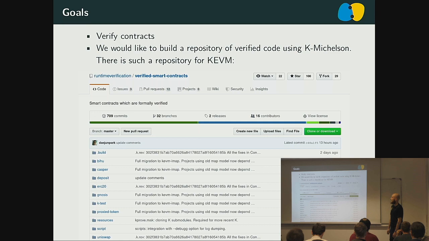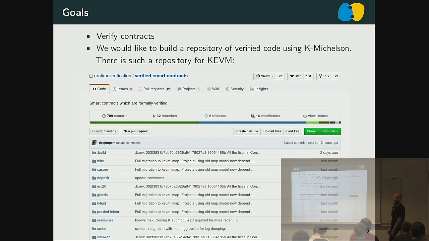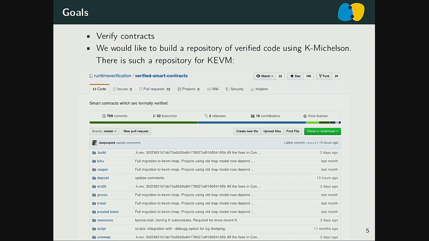In the end, we want to verify your contracts. Have people write contracts and ask us to verify them. That's what we do. And in the end, of course, it would be great if we could have a similar contract, or just maybe a subdirectory in this Git repo where we have the verified smart contracts that we have done for KEVM.